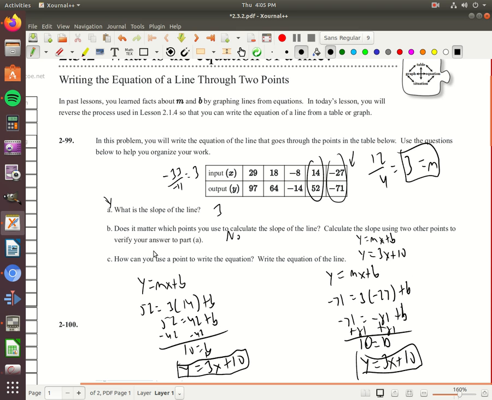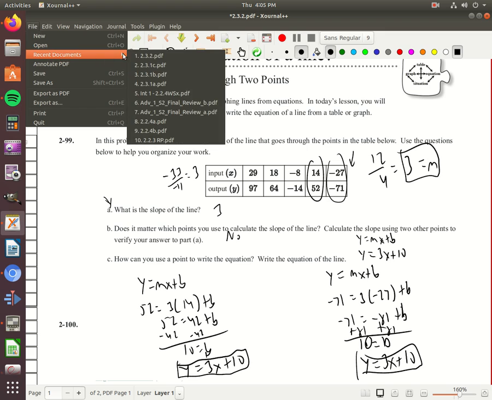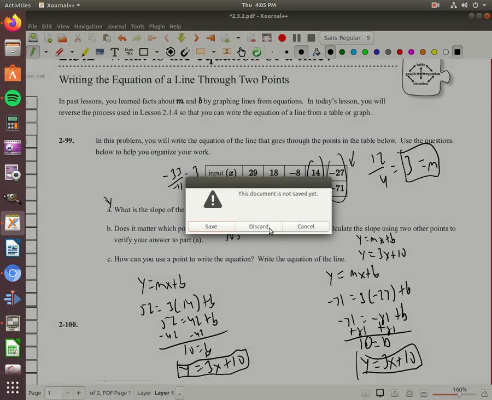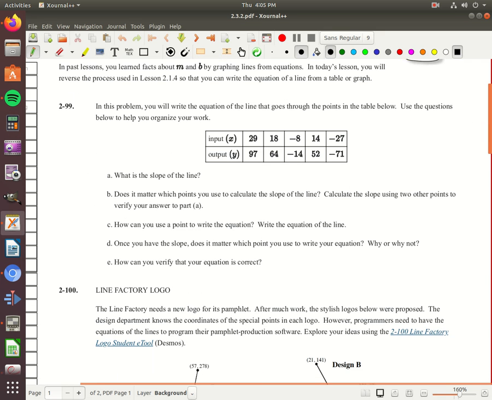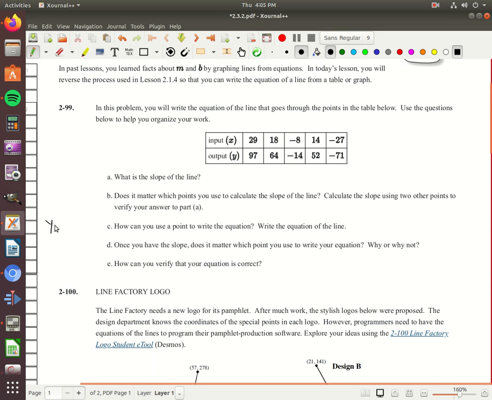All right, I'm going to reopen this to clear this off and then keep going. I think I was on D. I had y equals 3x plus 10, by the way. So it says once you have the slope, does it matter which point you use to write your equation? No, it doesn't. We just proved that.